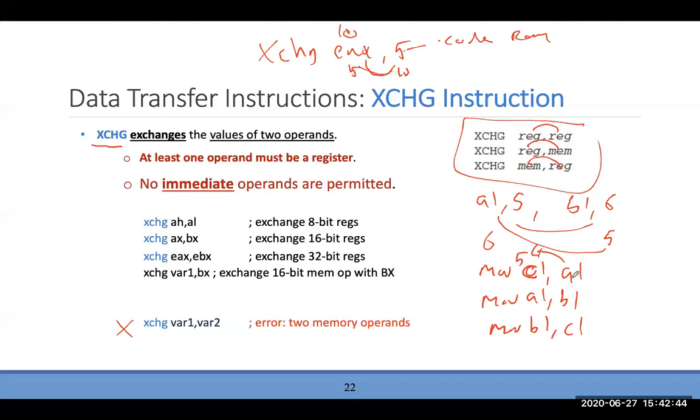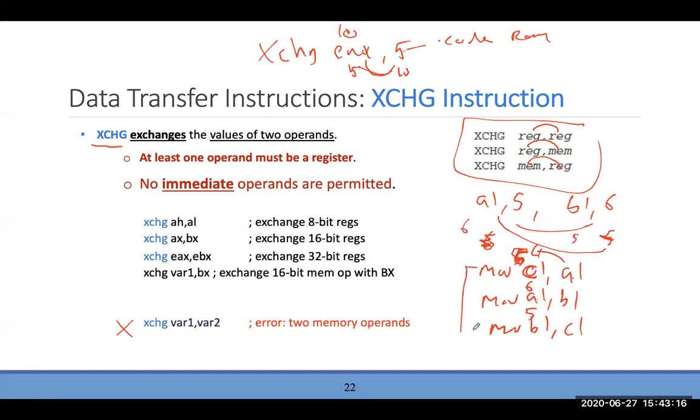Now you can change the value of AL. So the value of AL now is going to be what? We moved AL to CL, so CL has 5. And then we moved BL to AL. BL has a 6, so AL now has a 6. And CL has a 5. So we move CL, which is 5, to BL, so it's going to be a 5. So this is going to be a 6, and this is going to be a 5.